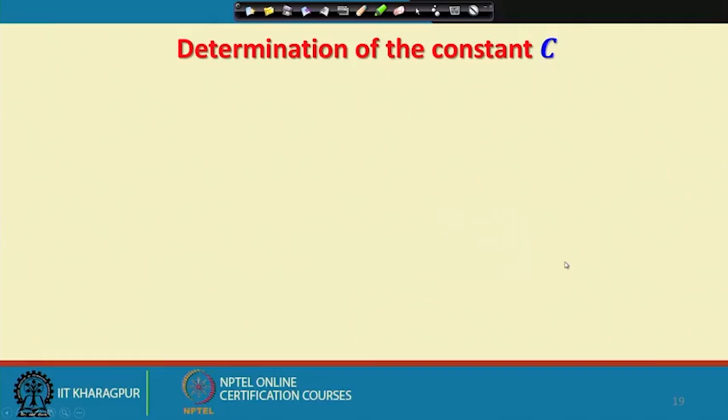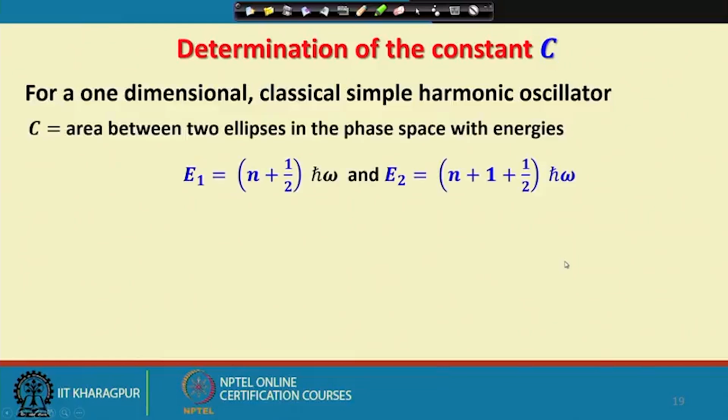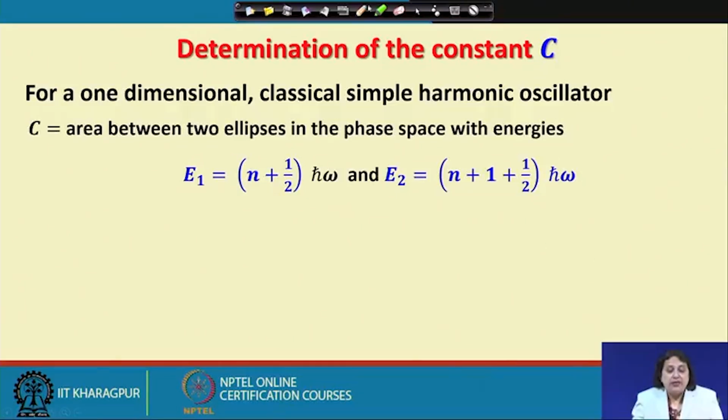Now, obviously, in this case I have still left undiscussed the determination of the constant C. If you want to understand what the constant C is, the C is nothing but the area of the phase space that belongs to one discrete quantum state. And therefore, this area between the two ellipses in the phase space with these two energies, E1 which is (n plus half) h cross omega and E2 which is (n plus 1 plus half) h cross omega, is what will give me a measure of the constant C.